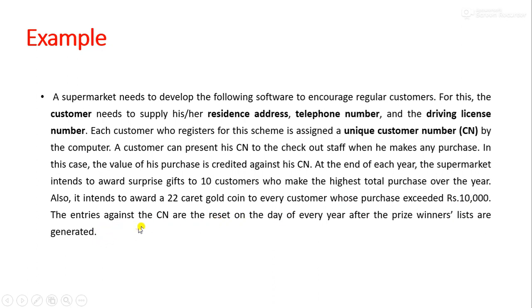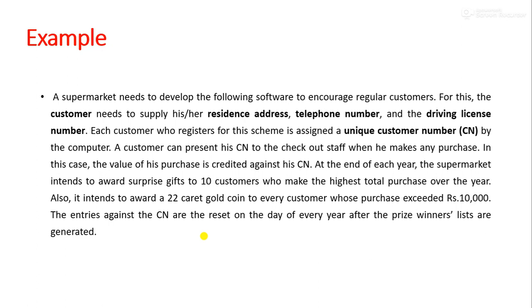The entries against the CN are reset on the first day of every year after the prize winner list is generated. This simple supermarket software is used to encourage customers by giving some reward based on their purchase. This software can generate two types of winner: first is the surprise winner, and second is the 22 karat gold coin winner.